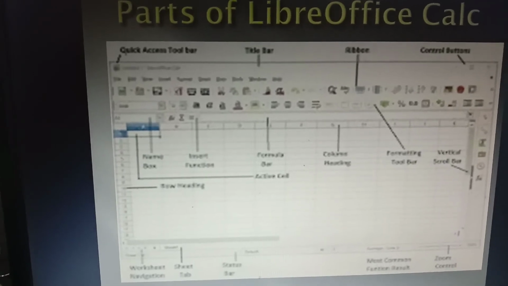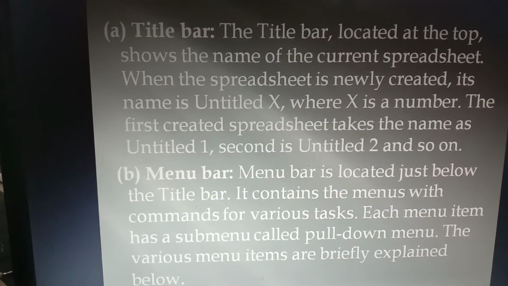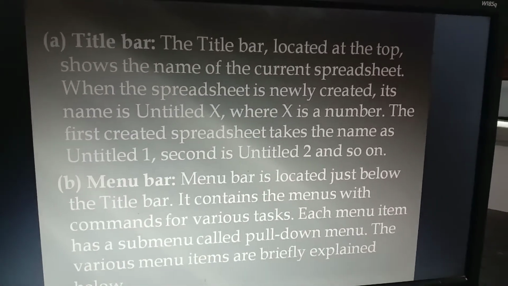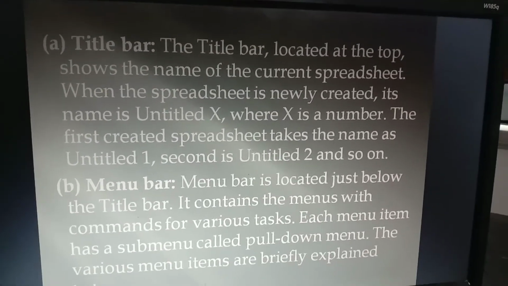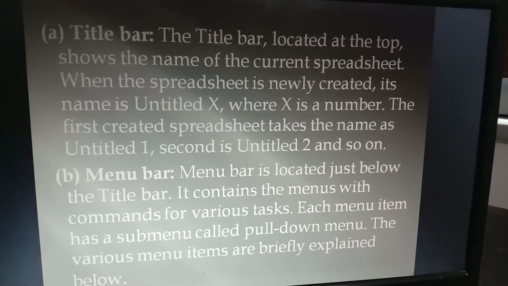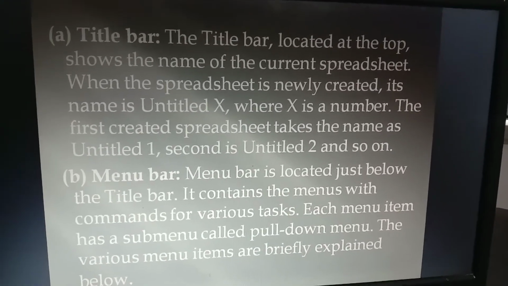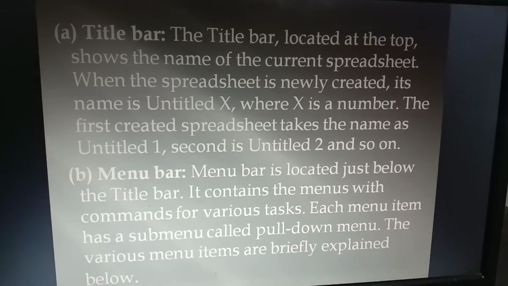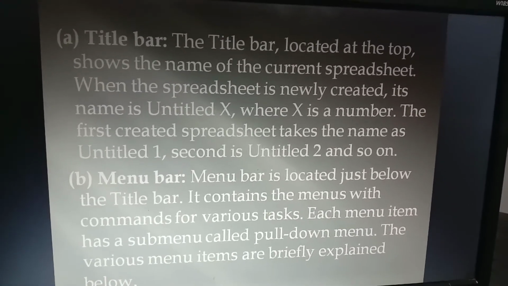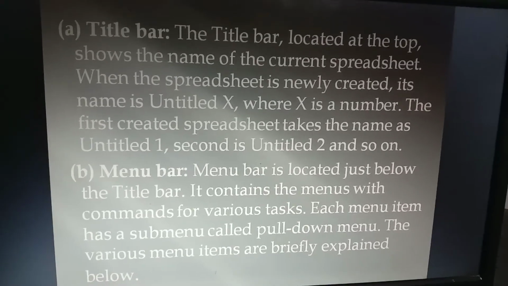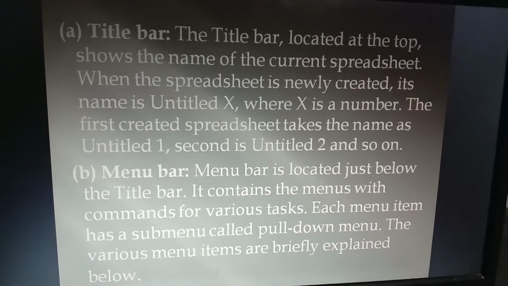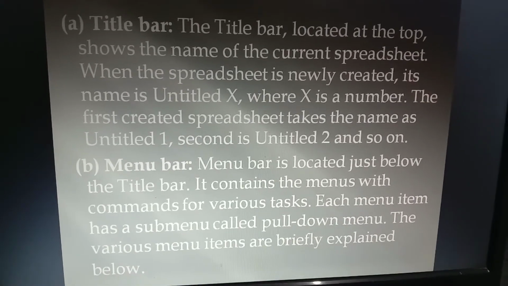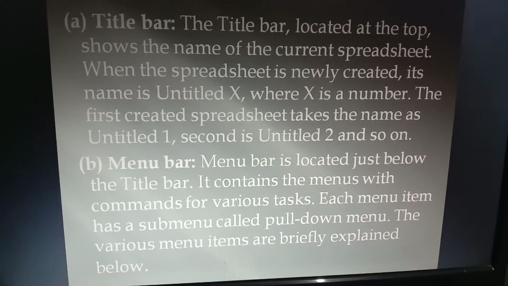Now, the title bar. What is the title bar? It is located at the top, and it shows the name of the newly created file. If you want to save this file, it will be saved by that name, otherwise it will be saved as Untitled X. Now, what is the menu bar? It is located just below the title bar. Each menu item will be shown there.